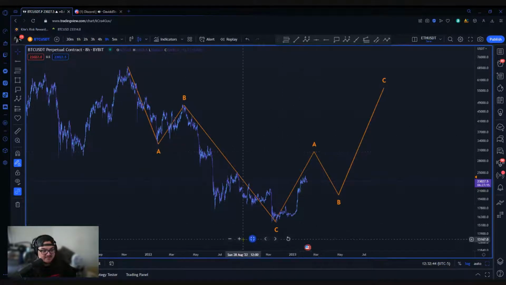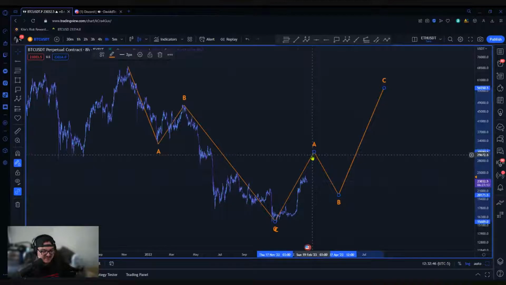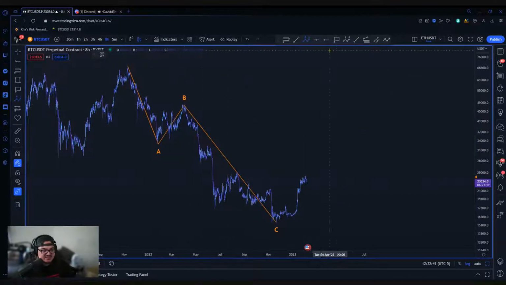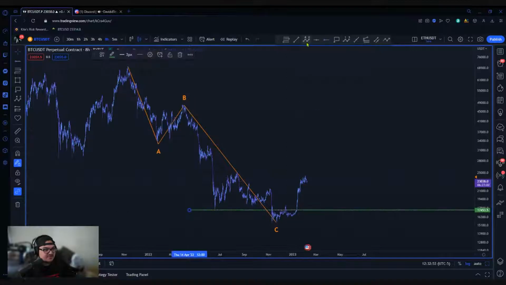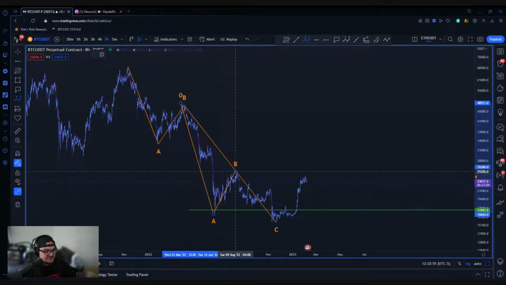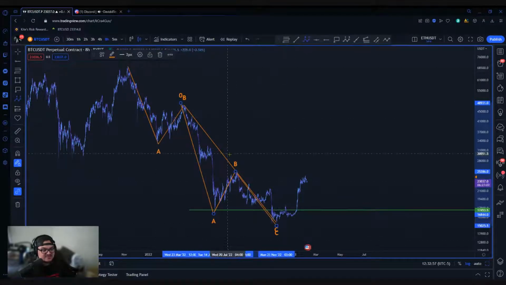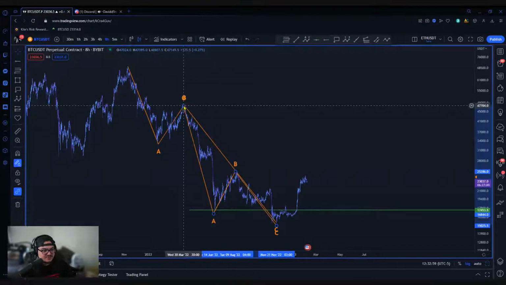I don't know yet. But at the moment, we do have a clear ABC with an ABC within the C. I'll go ahead and illustrate that here in a moment. Let's see. ABC within the C. To me, this signifies a much larger completed structure and a potential much larger bottom.